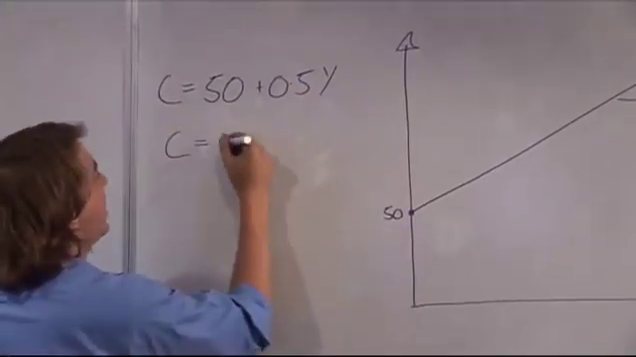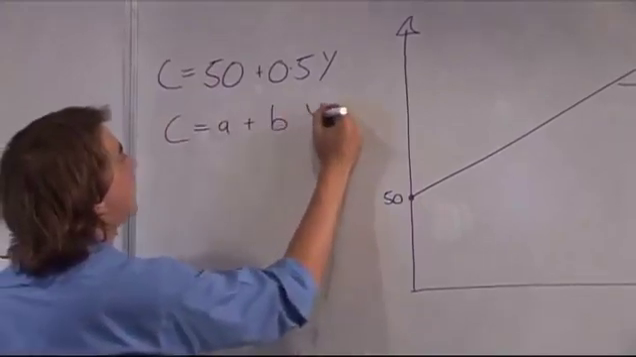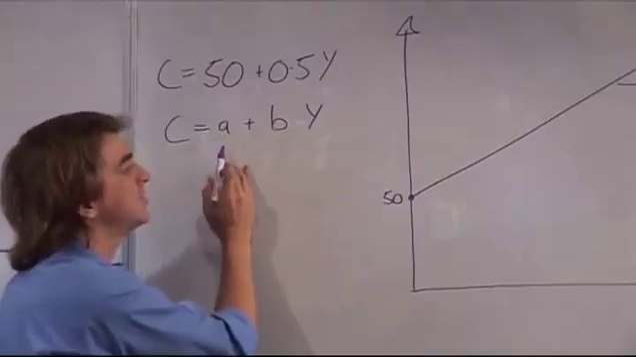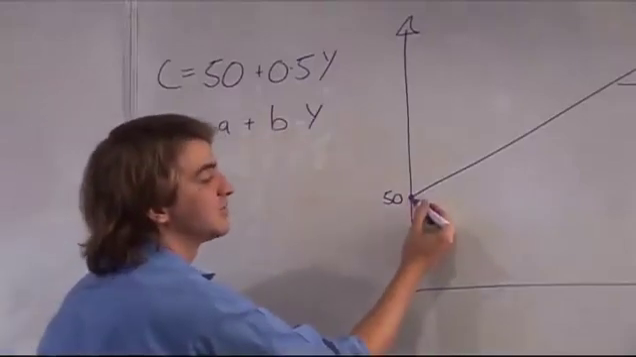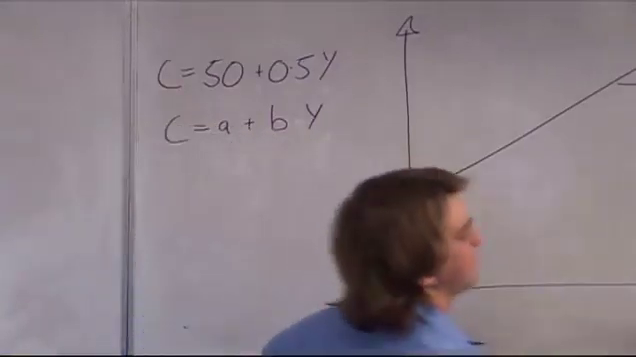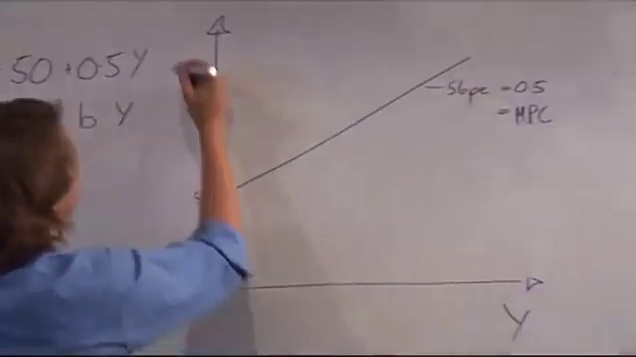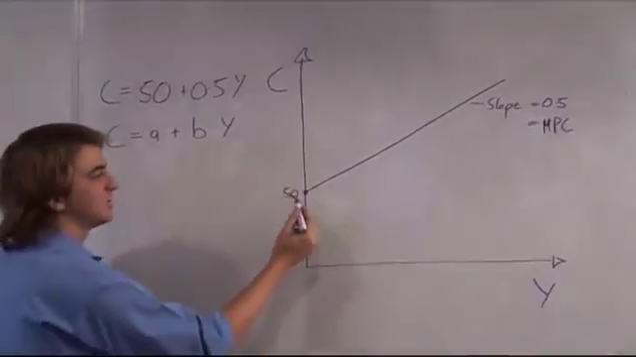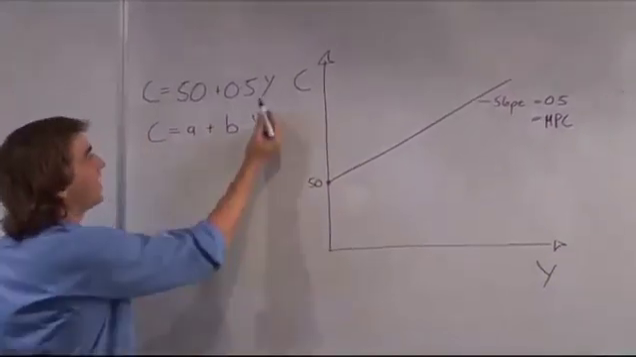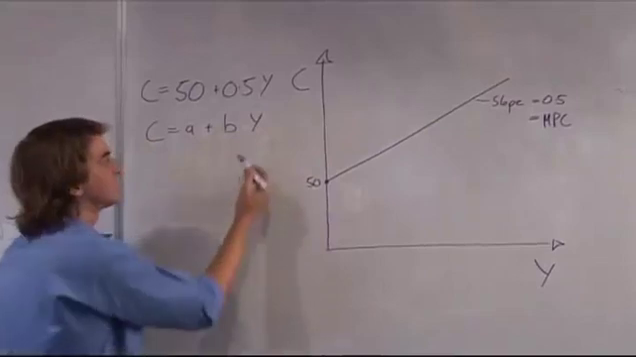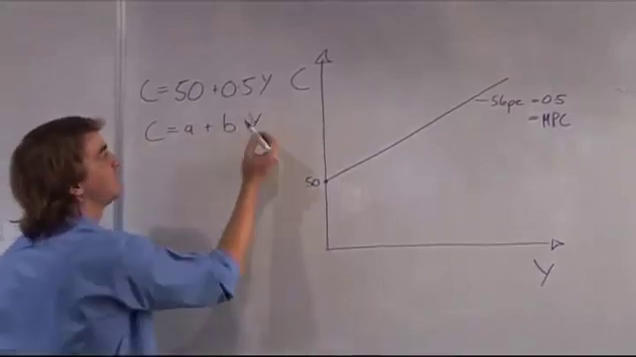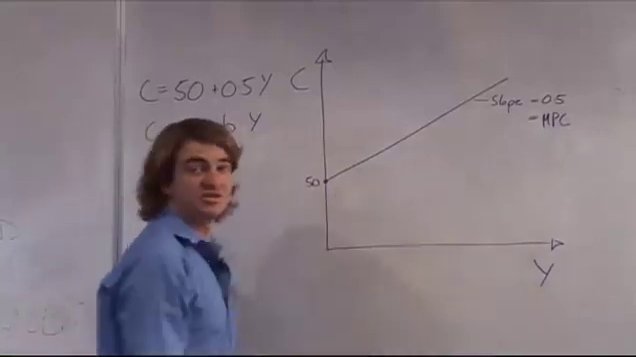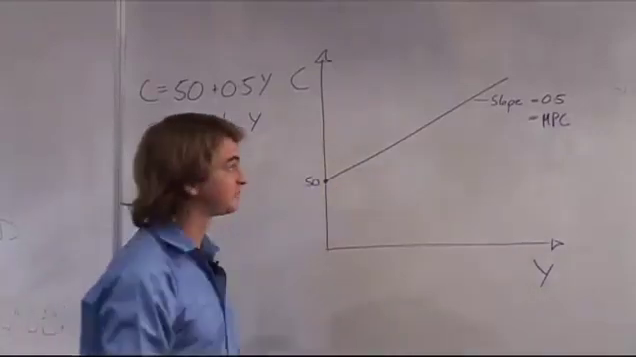So C is equal to A plus BY, where A is your autonomous consumption. By autonomous, it means that that's the consumption no matter what the level of income. So this is income, Y, and that is consumption. So no matter what the level of income, consumption is going to equal 50. And then as income begins to increase, consumption will increase by 0.5 for every unit increase in Y. This is termed the consumption schedule or the consumption function.